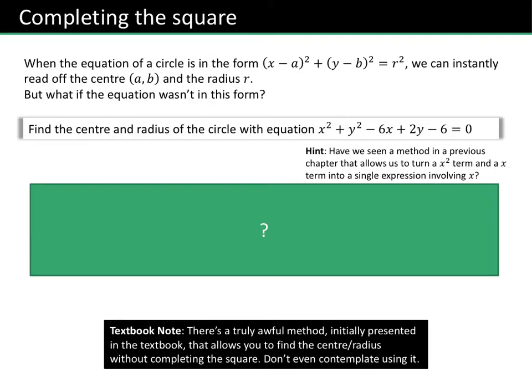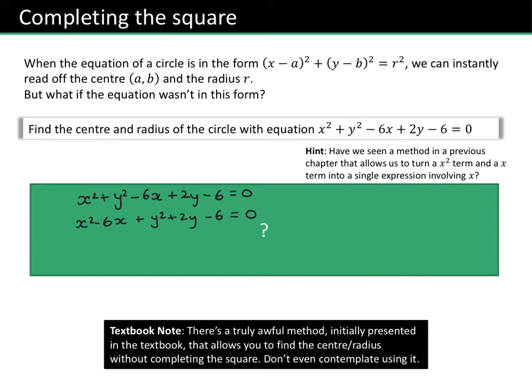So, as you know, sometimes when they give us these questions, they don't give it to us in this form. They have an expanded version. Now, for us to be able to get it into this form, to find the centre and the radius, what we need to do is complete the square. So, if I have x squared plus y squared minus 6x plus 2y minus 6 equals 0. The first thing I'm going to do is collate all my x's together. So I'm going to have x squared minus 6x plus y squared plus 2y minus 6 equals 0.